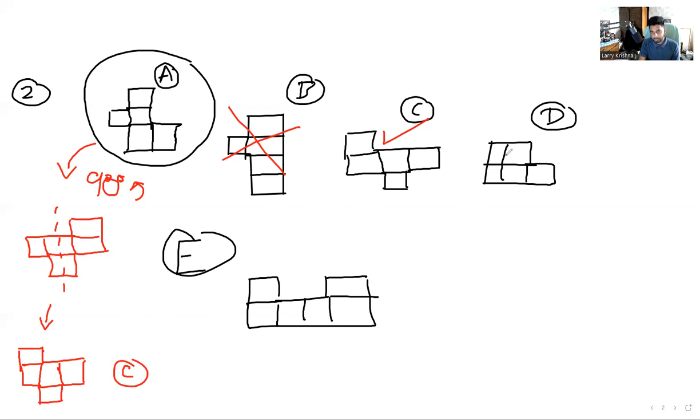So D is obviously going to be wrong. It looks nothing like shape A. And obviously E is going to be wrong. It looks nothing like shape A. So the answer for this question is going to be C. So just to recap quickly, congruent shapes is everything to do with the size of the shape and the overall shape of it. It's nothing to do with the orientation of the shape, as we've pointed out here.